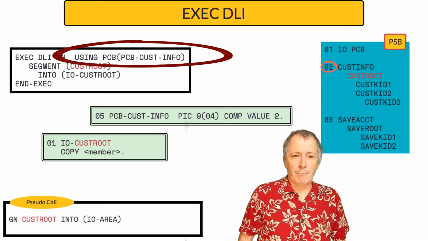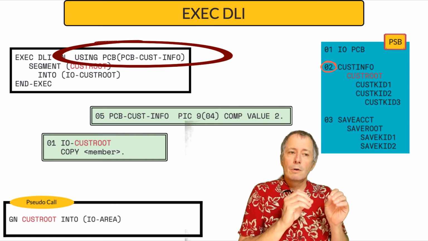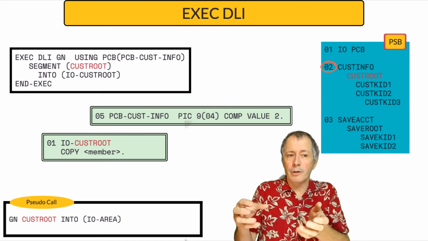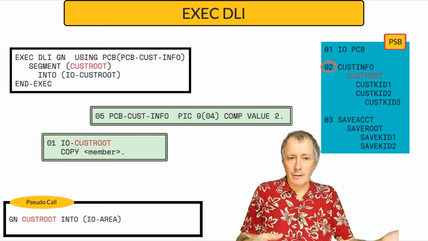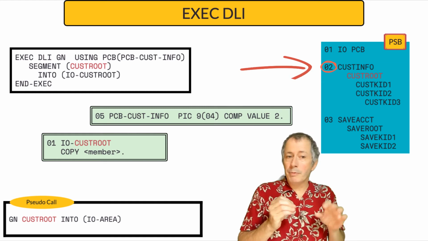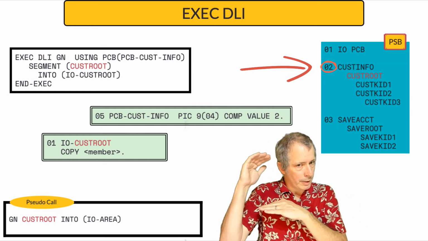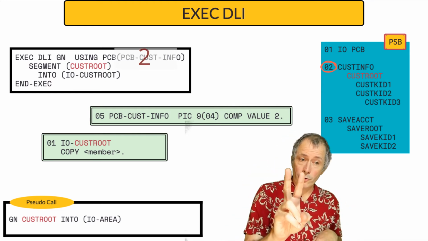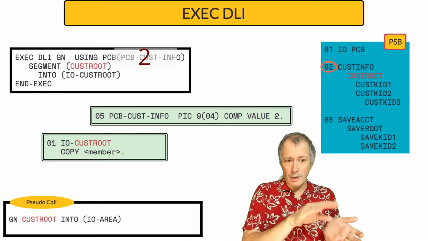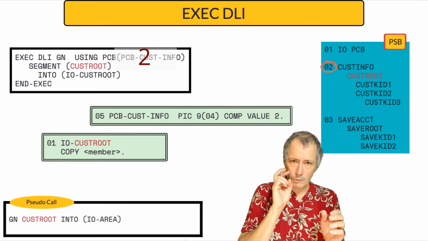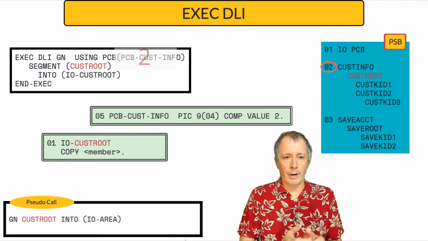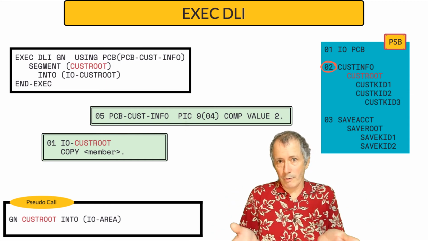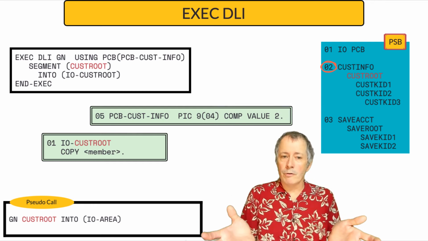Using PCB and an offset number. The using PCB is an offset to the PCB to issue the get next command against. The customer info database is PCB number 2. Remember, don't forget about the I/O PCB being number 1. You can hard code the actual number 2 as part of the using, so you can say using PCB open paren, the number 2, close paren. But that's not recommended because in production programs it's not very good documentation. It's better to use a variable.